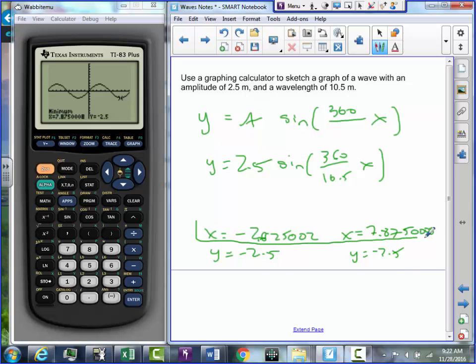What's going to be special about these consecutive x values? And how far apart should that distance be? Hopefully 10.5. Right? If you were to take 7.875 and subtract negative 2 point whatever that number was there, hopefully you discover that they differ by a distance of 10.5. Does that make sense?